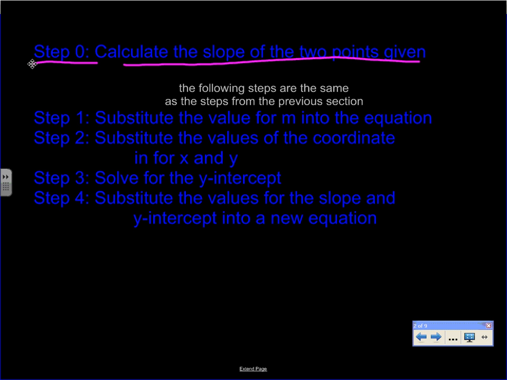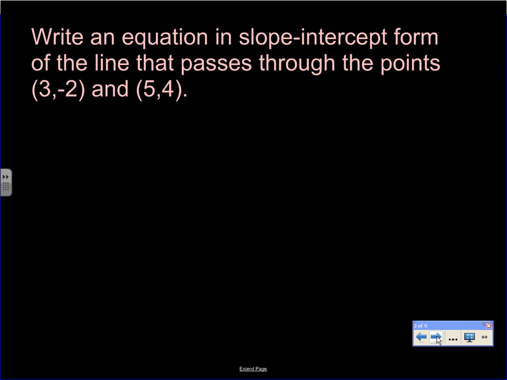So let's go ahead and look at a few examples here. This one says, write an equation in slope-intercept form of the line that passes through the points (3, -2) and (5, 4). Well, in order to write this equation, we have to know 2 things. We have to know the slope, and we have to know the y-intercept. And at this point, we don't know either one of those. But since we're given those 2 points, we're able to calculate the slope.